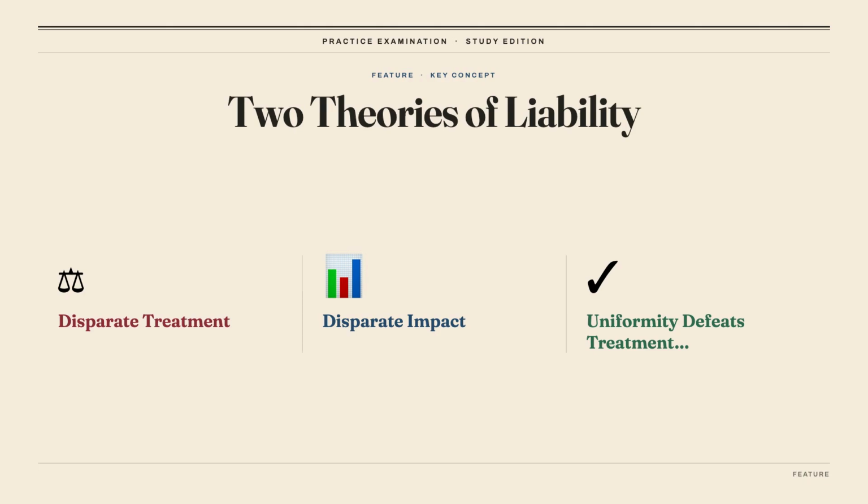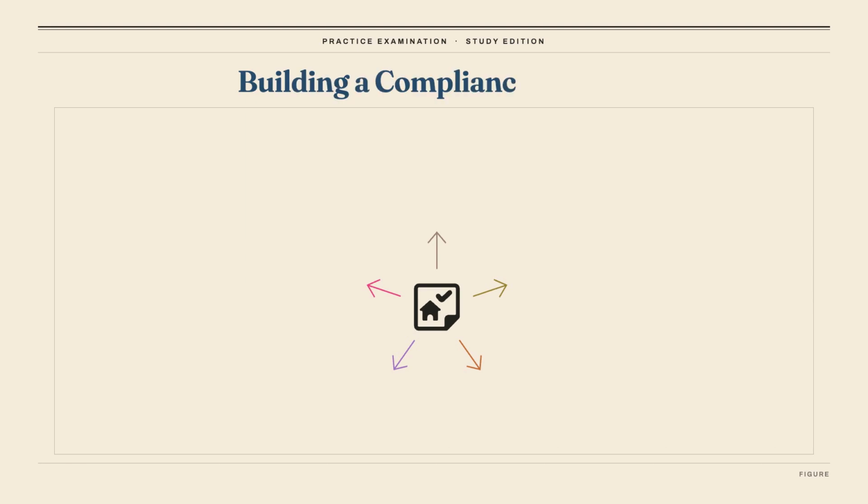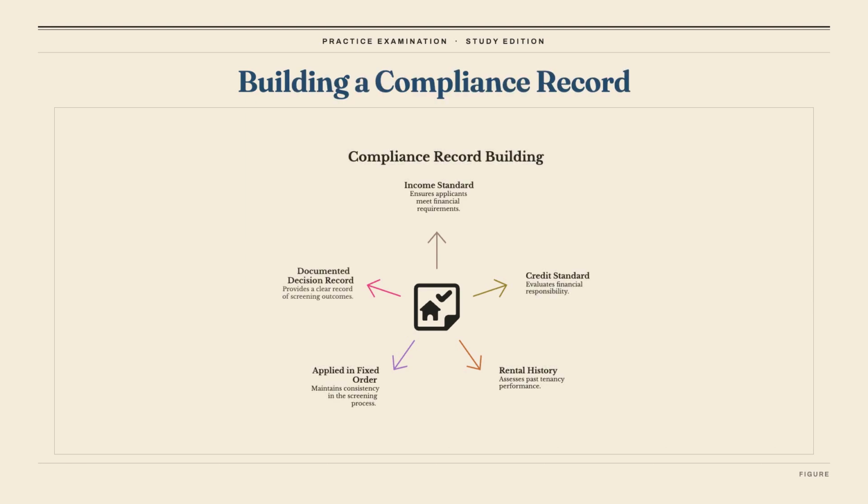Disparate treatment means applying rules differently based on a protected characteristic, like waiving an income requirement for one applicant but not another. Disparate impact means a neutral policy that falls harder on a protected group without a legitimate business justification. Uniform standards eliminate disparate treatment entirely since there's no differential treatment to point to. Written criteria applied in a fixed order turn the principle into practice.